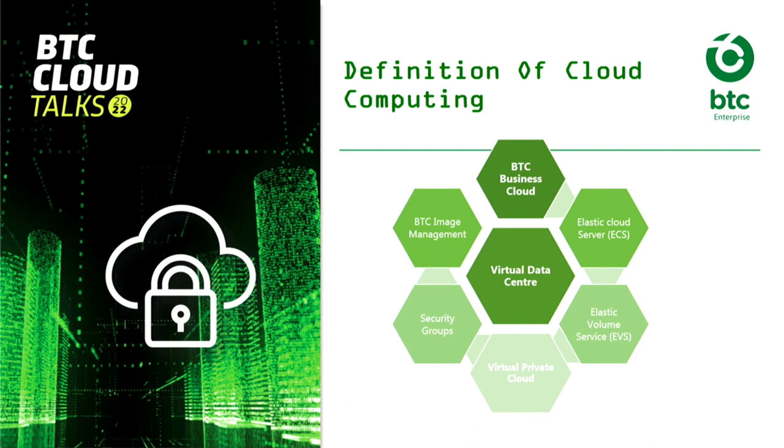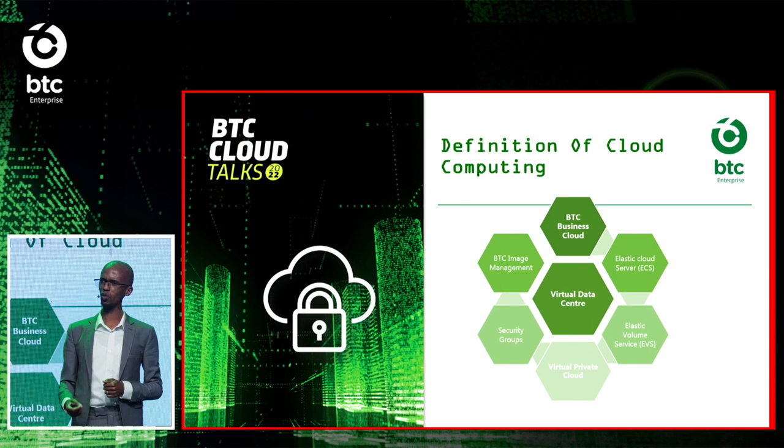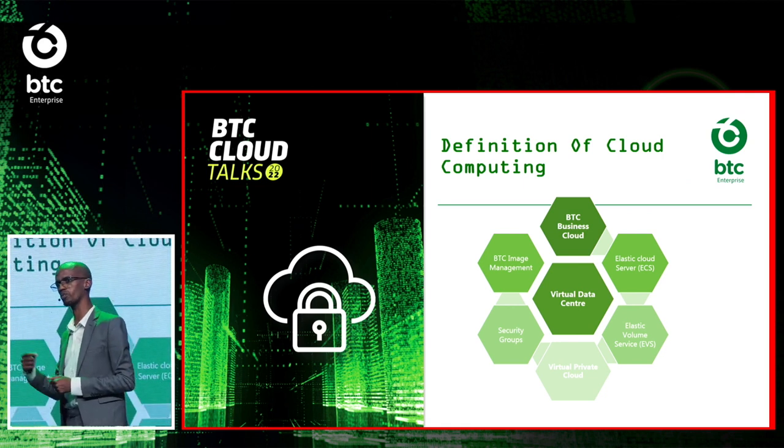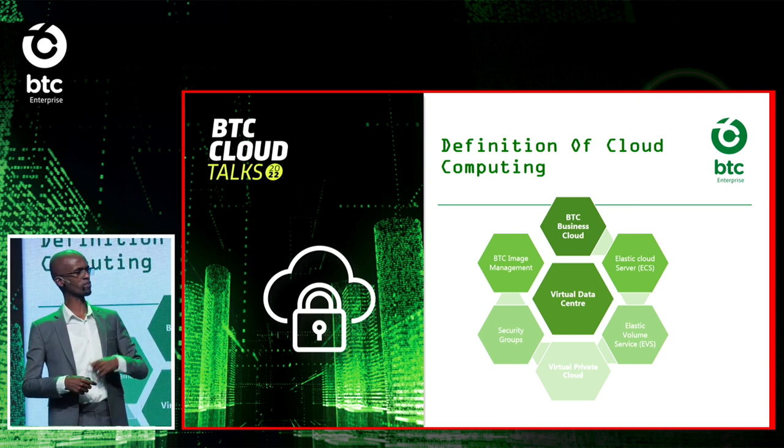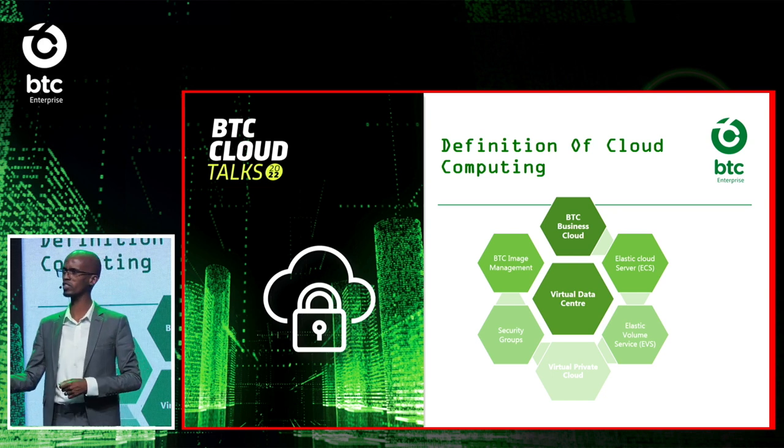We have network isolation in the form of virtual private cloud, which allows you to have network isolation within the BTC Cloud. Rest assured, your subnets will not overlap with the other guy's subnets within the multi-tenancy capabilities of our cloud infrastructure. And then over and above that, we have security groups. Security groups are the firewall technology. They control who accesses the services or Elastic Cloud services that you've put up on the BTC Cloud. They control what goes in, what comes out, what service you want to publish, what services you want to consume from the internet.